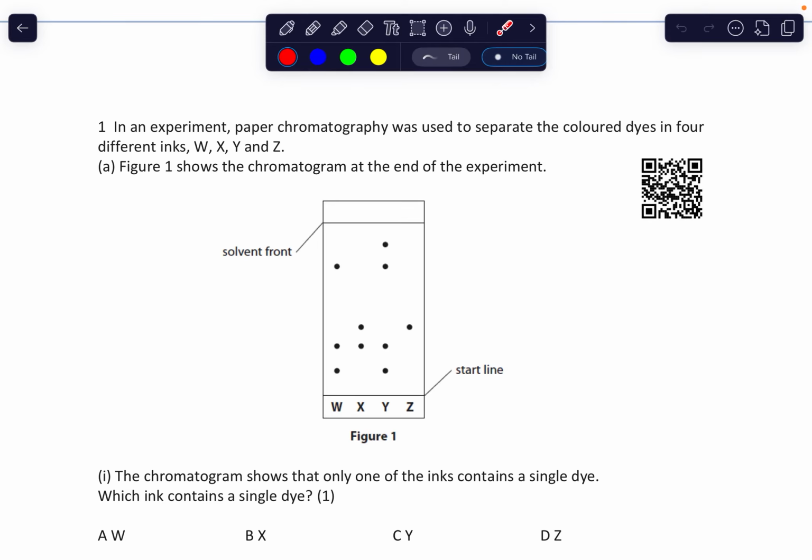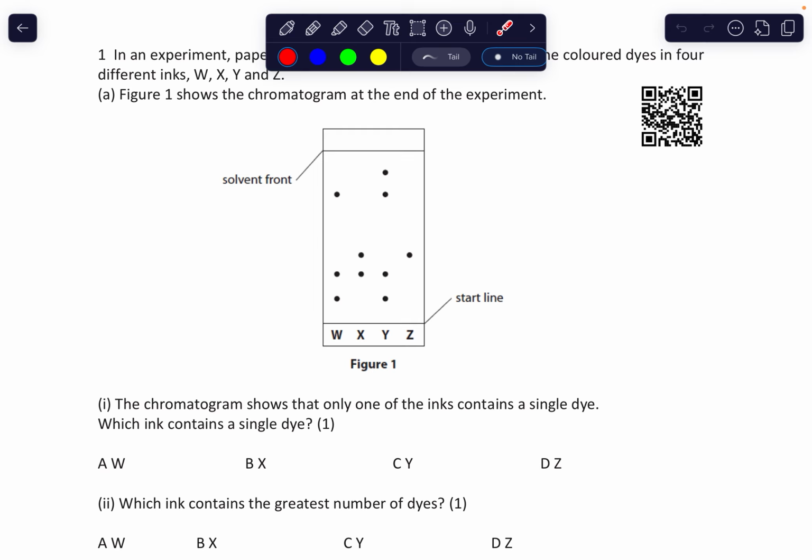Okay, so this is a question about chromatography, and we have got some results in the chromatogram. It says which one shows the only one that contains a single dye. If you have a single dye, you're only going to produce one dot, and the only one that's producing one trace and one dot is ink Z, and hopefully that's one of the options.